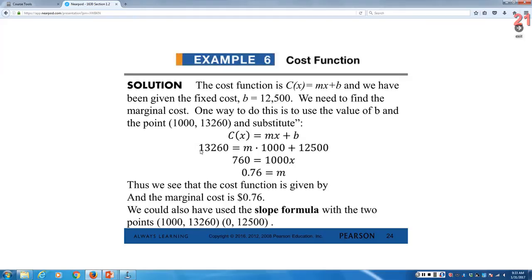I don't understand how m became x in the third one down, where it says 760 equals 1,000 x. How did m become x? It shouldn't have. It should have stayed m. Okay, I fixed it. Yeah, that should be m. I will correct that. That should still be m, not an x.